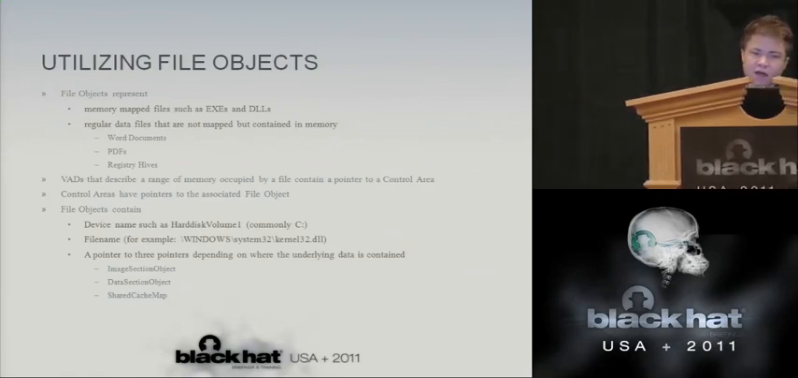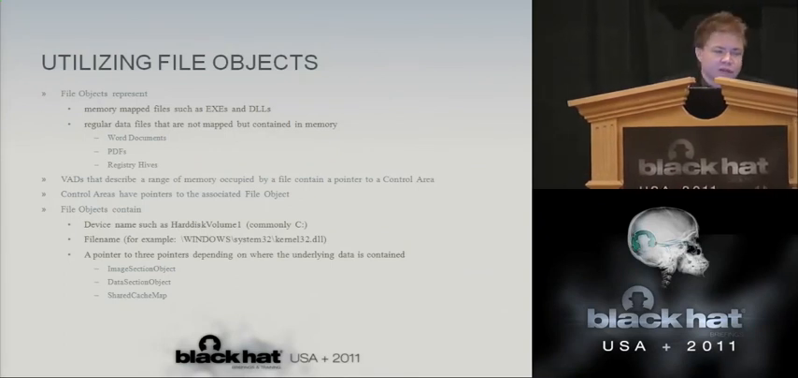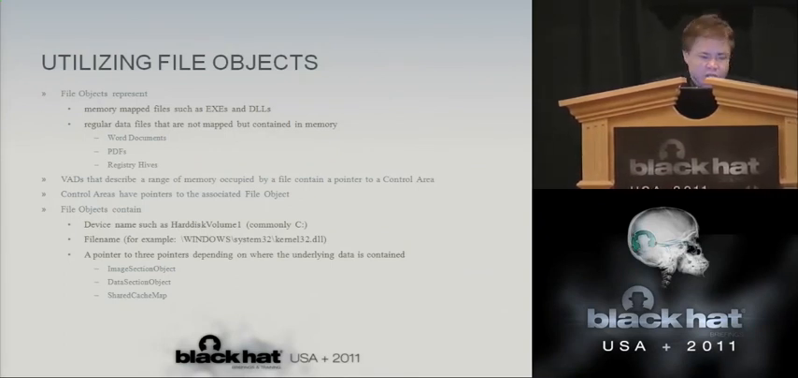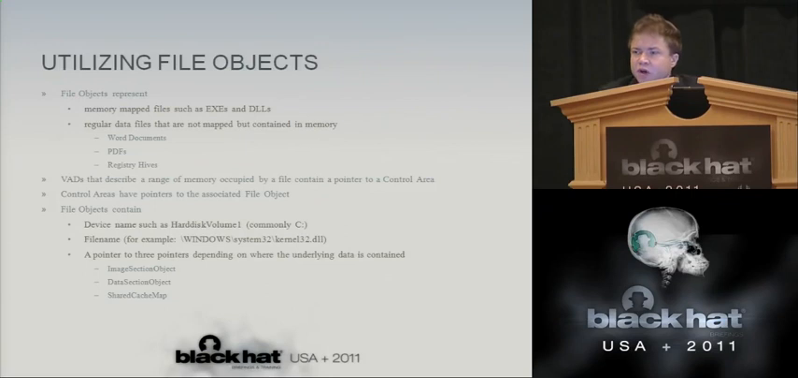Well, file objects represent both the memory map files, so the DLLs and the EXEs that are in memory. They also represent some of the data files that are in memory, such as Word documents and PDFs. PDFs would go in the cache. Word documents go in a separate place that we'll talk about in a moment. As we mentioned, the VAD describes the virtual address range that that file occupies.